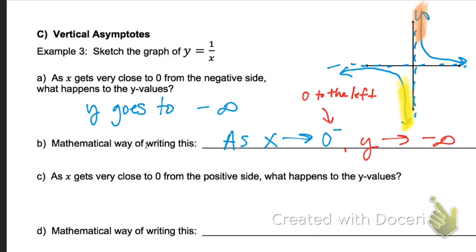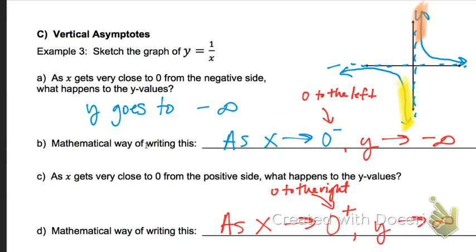So how could we write the mathematical way for the one to the right? As x goes to 0 from the right, what kind of sign do you think that would have? A plus sign. So we say 0 to the right. What's happening to y? Y goes to infinity. Great.